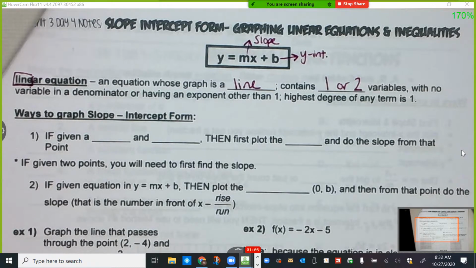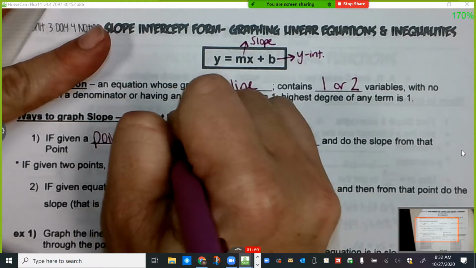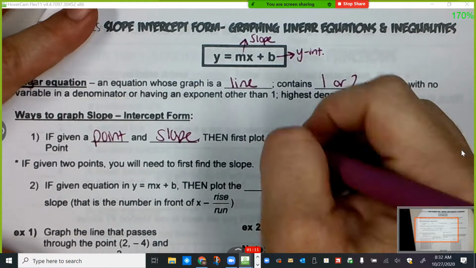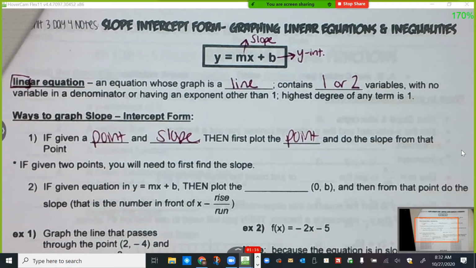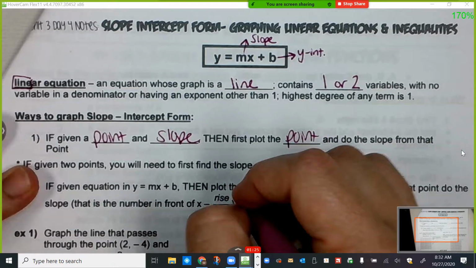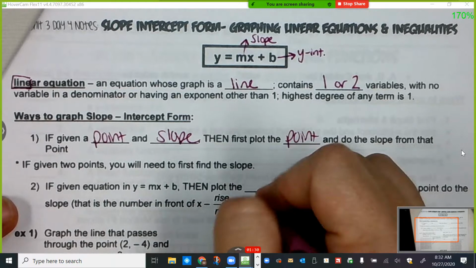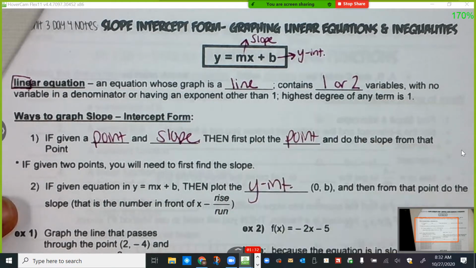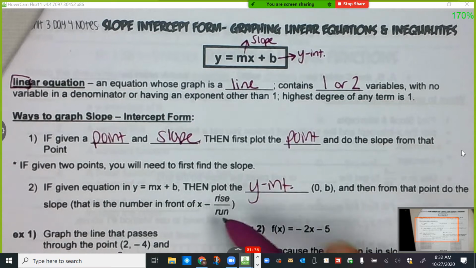Okay, so then it says, if given a point and slope, then first plot the point and then the slope from that point. Anytime you're given a point and a slope, you can plot your graph. Well, slope-intercept form gives you your y-intercept and your slope. So if given in slope-intercept form, then plot the y-intercept first, and then from that point do the slope. That's your rise over run.